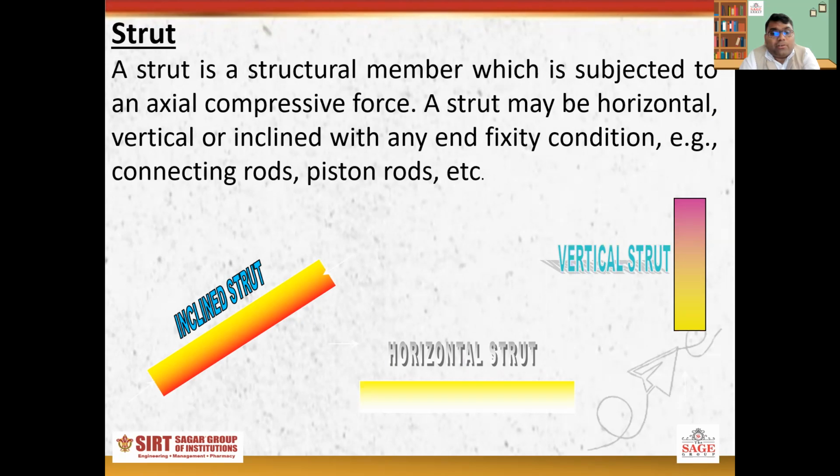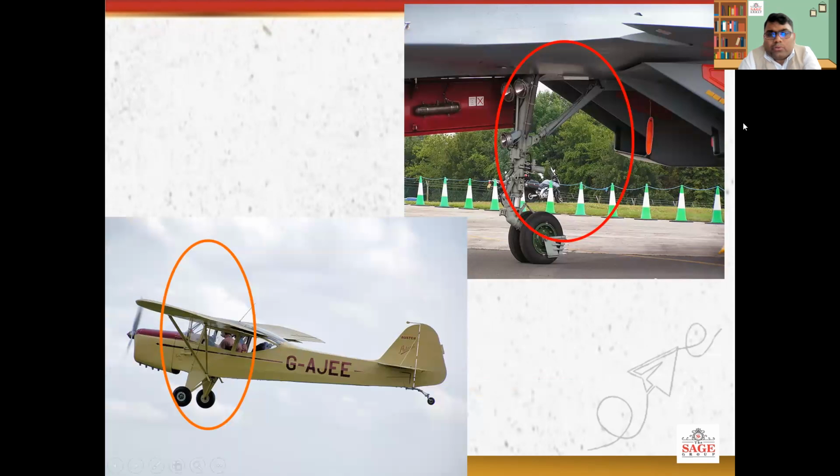A connecting rod and a piston rod are examples of a strut. So let's see a few more examples of a strut with a diagram. This inclined structure is called a strut, and here also this element is called a strut. So I hope you understood what a strut is.